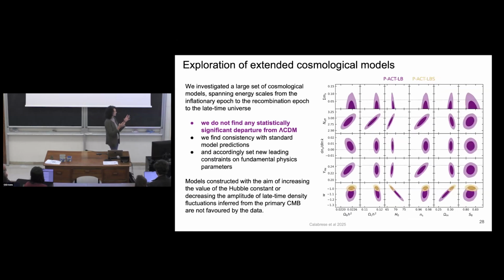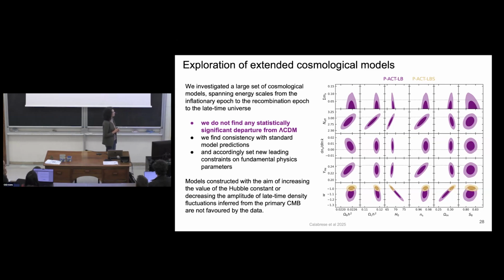We then, by doing that, obviously set constraints on the parameters of these models. This is just a selection of some standard single parameter extensions to lambda CDM that are looked at in cosmological analysis. And we found good consistency for all of these models with standard model predictions. And by standard model predictions, I don't mean just cosmology, so not just lambda CDM, but also from Big Bang nucleosynthesis or particle physics, all sorts of standard model predictions.